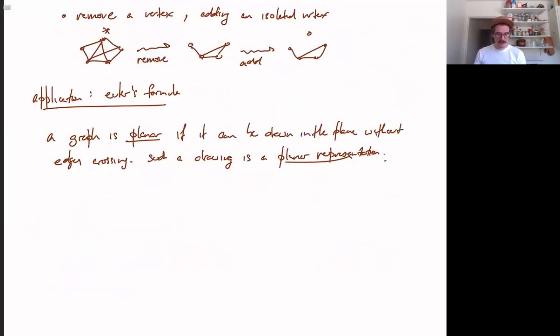So let's see some examples of this. K3, so remember that Kn is the complete graph on n vertices. So K3 is a triangle. And this graph is visibly drawn with no crossing edges. So this graph is planar. And even it is currently drawn in a planar representation.